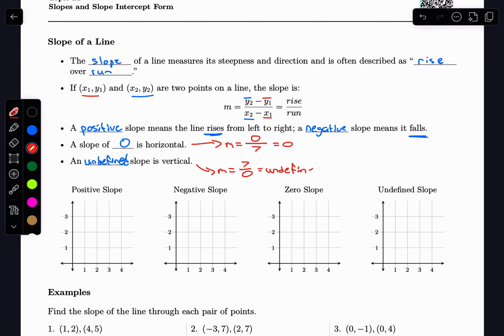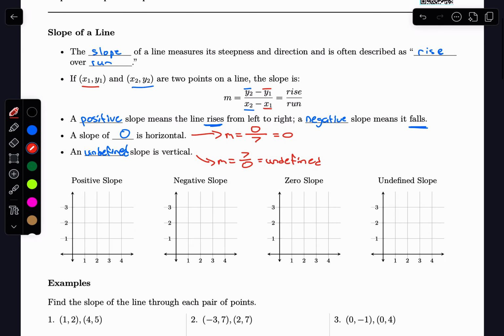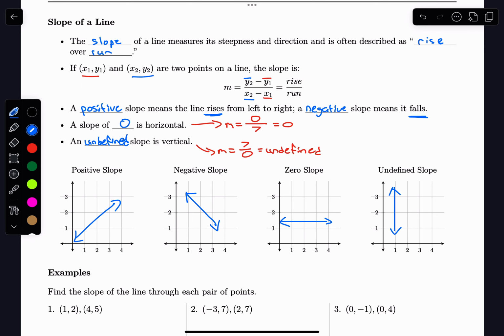Now we can draw a couple pictures of these. Let me label 7 over 0 as being undefined real quick. A positive slope is going to go up and to the right, something like that. A negative slope will go down and to the right. A 0 slope will just be a horizontal line. And an undefined slope will be a vertical line. What we're going to see later in the lesson is examples of what these lines might look like, but I want to give you an example here real quick. For the positive slope, we might have y equals 3x, where the slope is 3. It's positive.